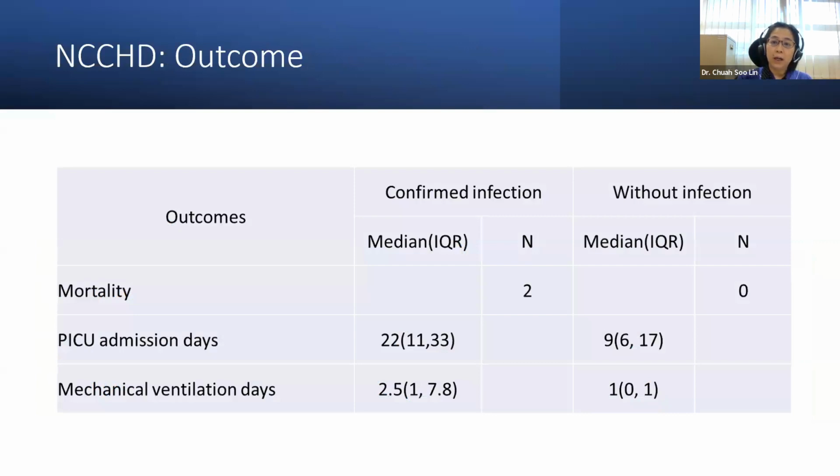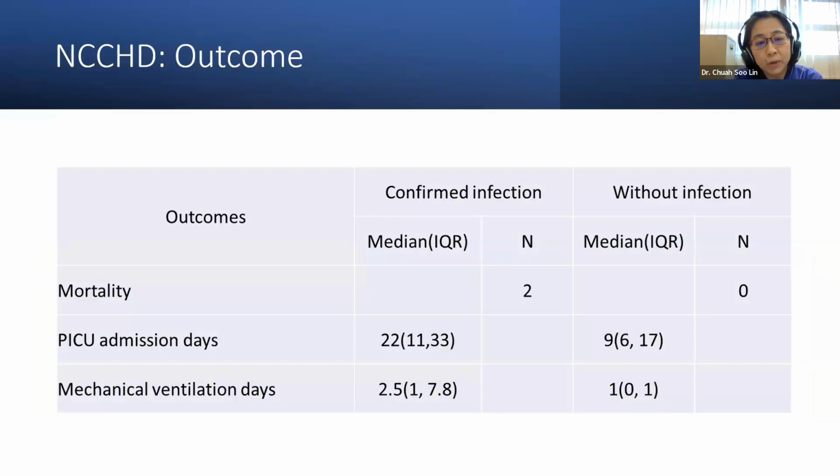So then how about the outcome? They actually have an outcome which is relatively, I think, better than that reported in other centers. The mortality rate is 2 out of 150, so it comes to about 1%.